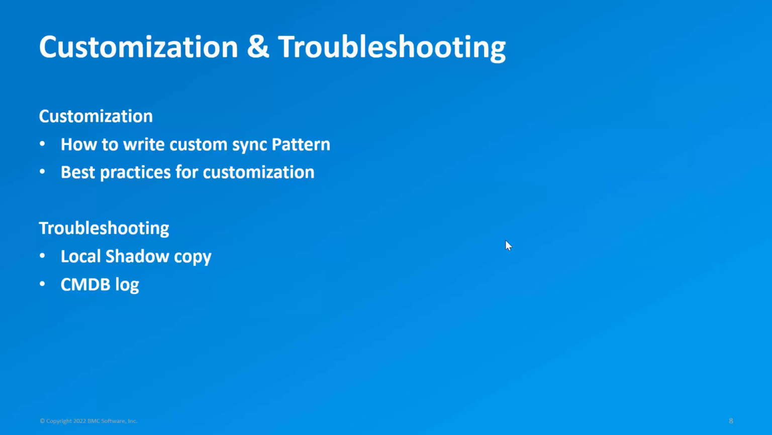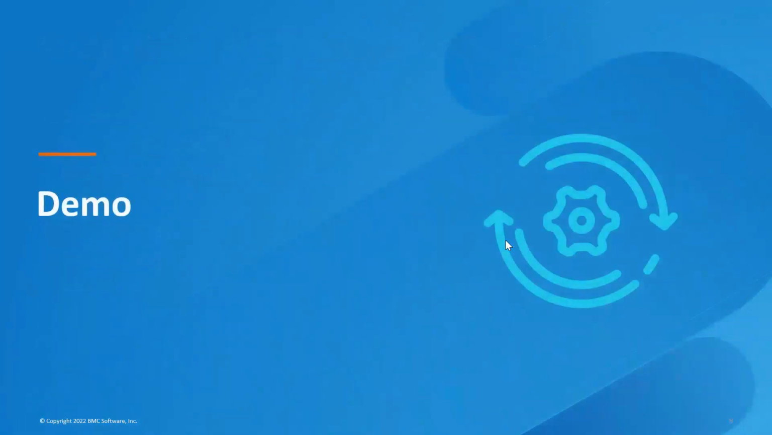In this session, I'm going to talk about customization and troubleshooting. We will start with customization, where I'm going to explain how to write custom sync mapping pattern for ServiceNow Sync. We are also going to talk about best practices for customization. After that, I'm going to walk you through a step-by-step process for troubleshooting sync-related problem, where we will see how to query local shadow copy and how to review CMDB sync log. Let's start with customization.